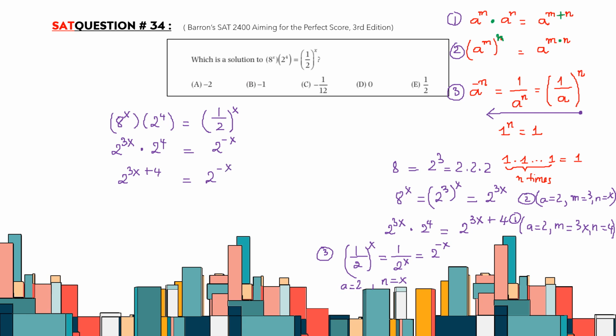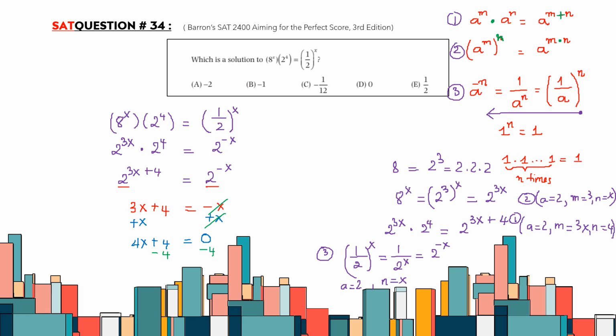Okay, so now we have something with the same base, so the exponents have to be the same. 2 is the same, and 3x plus 4 has to be the same as minus x. Now we solve for x. We add x to both sides. We have 4x plus 4 that equals 0. Now we subtract 4 from both sides.